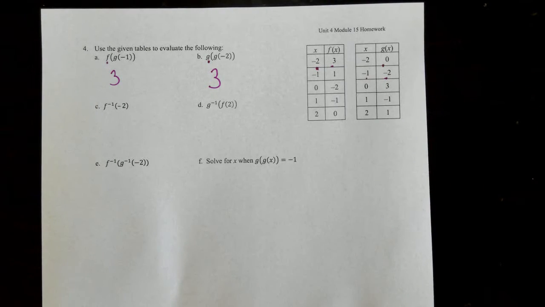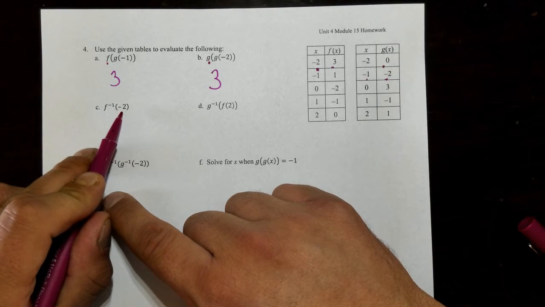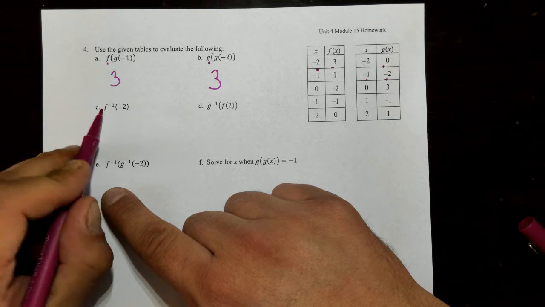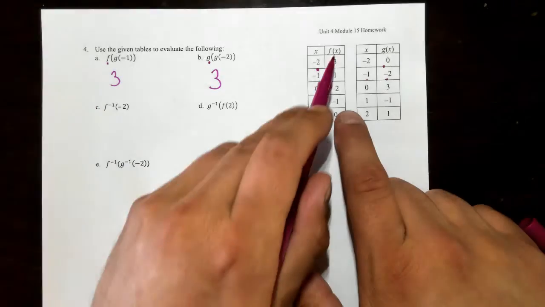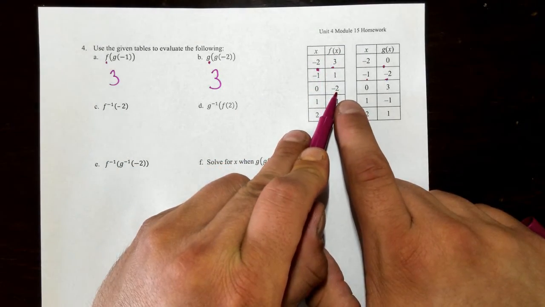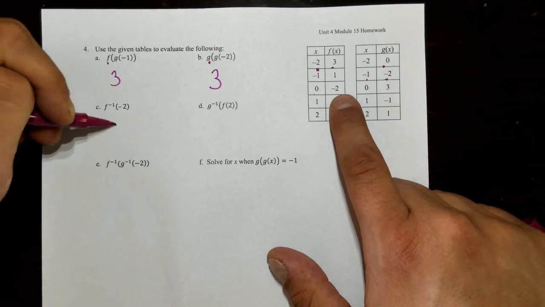Awesome. So now, this is F inverse of negative 2. So this is going to be our output, and we're looking now for our input because of the inverse. So I'm going to go to F. Where is the output negative 2? All right, it's right here. What's the corresponding input? Well, that's going to be 0.